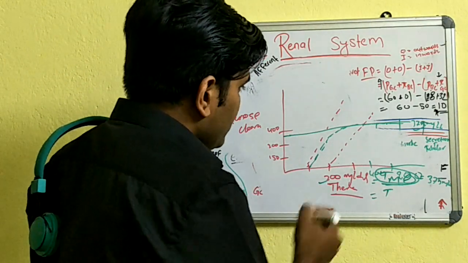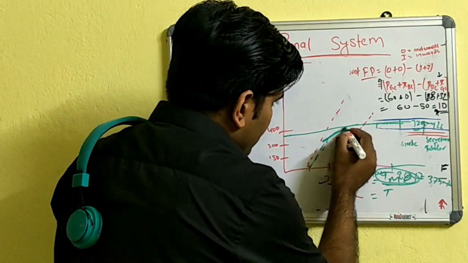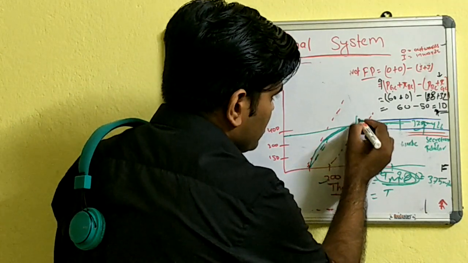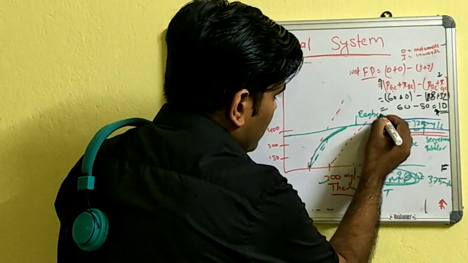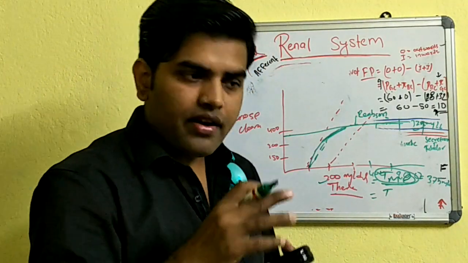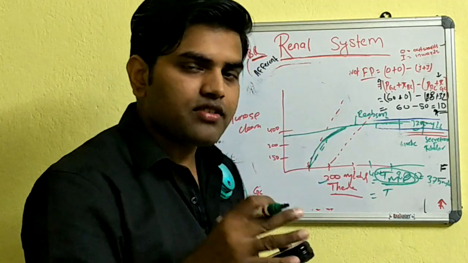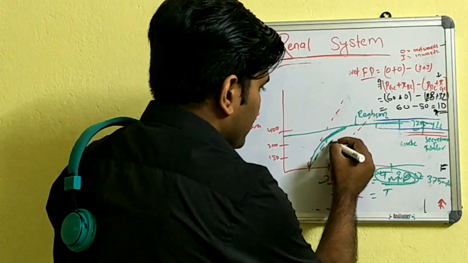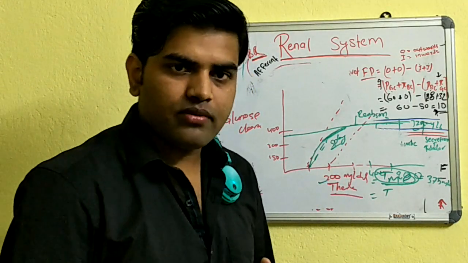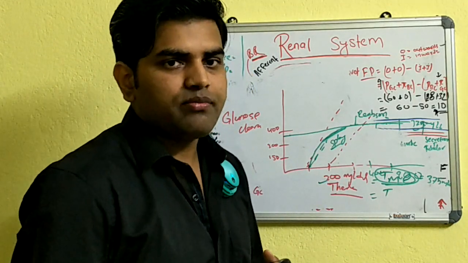There is also a splay in this portion. This is the maximum saturation of reabsorption. This splay is due to the heterogeneity of the nephrons, because all the receptors have not been saturated, so there is a splay of this curve. Okay, hope you have understood. Thank you.